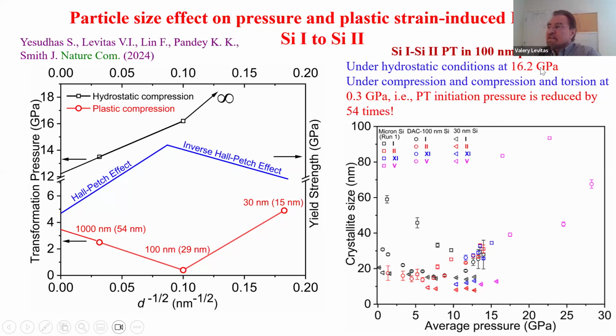Now look at numbers. So in the hydrostatic pressure, transition pressure is 16 GPa. On the plastic straining, it's 0.3 GPa. So it's 54 times lower. And what is also important, it's the same under compression and at torsion. So it's independent of straining path.